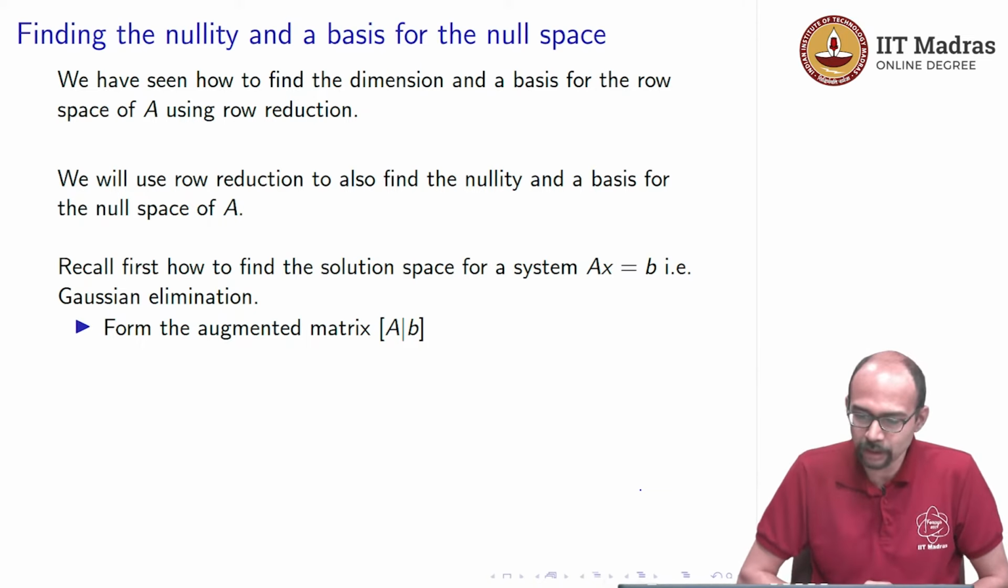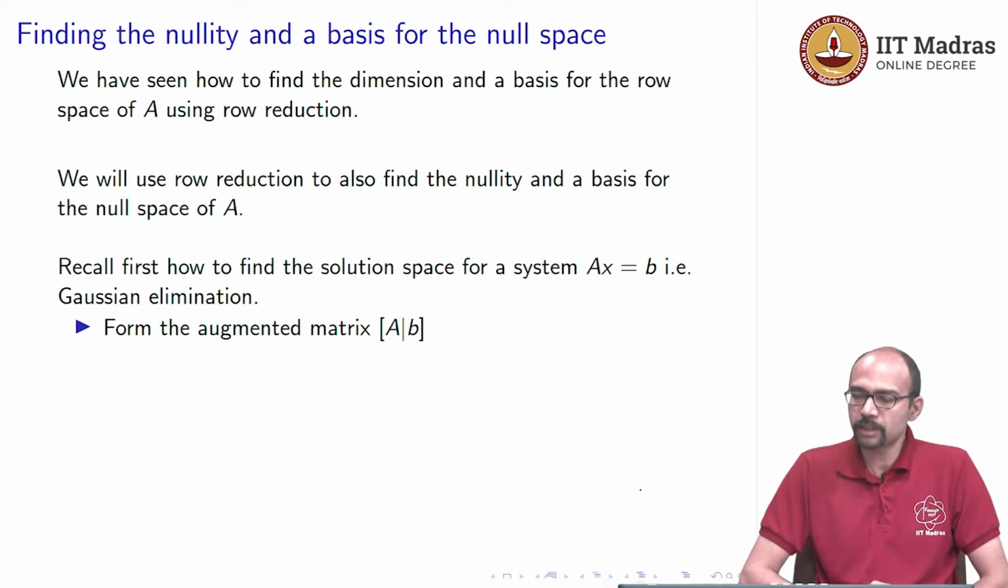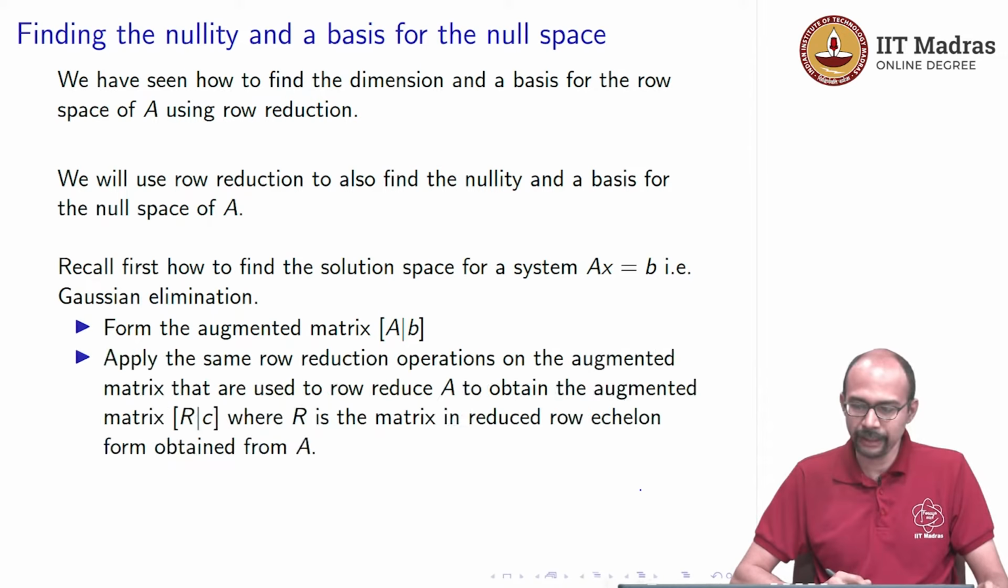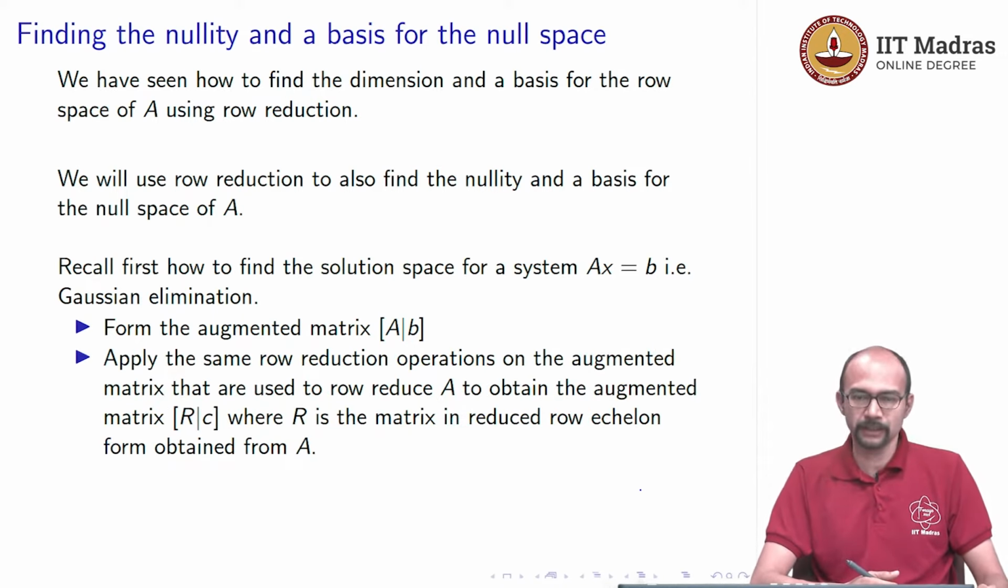Okay. So, let us recall the Gaussian elimination method. So, you have a system Ax is B. In our case, we actually have a system Ax is 0, but let us do the general case. So, you form the augmented matrix A augmented with B, and apply the same row reduction operations on the augmented matrix that are used to row reduce A, to obtain the augmented matrix [R | C]. C is the rightmost column, where R is in reduced row echelon form, and that is the matrix that you obtain by applying row reduction on A.